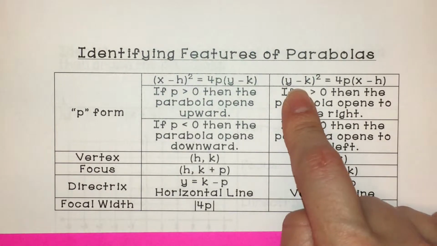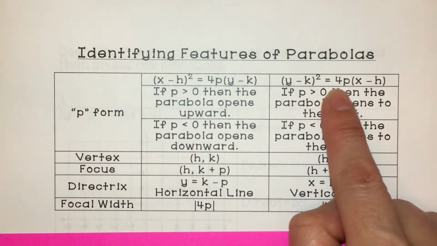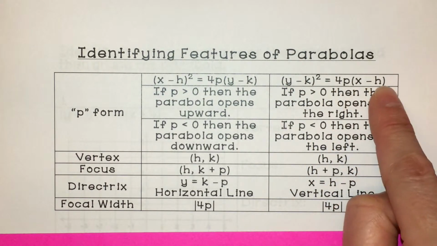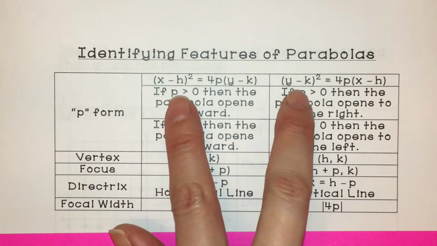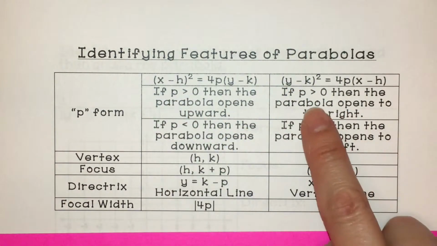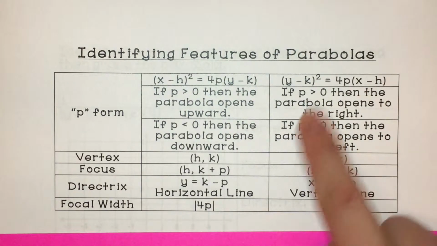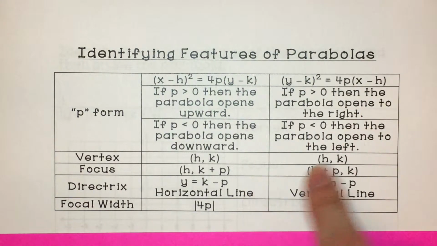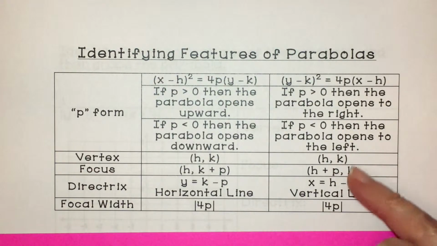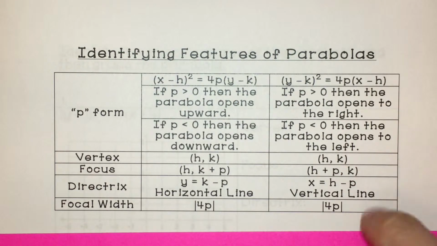You can also have y minus k squared equals 4p times x minus h. So you have to pay attention to which value is squared. If p is greater than 0, your parabola opens to the right. Less than 0, it opens to the left. Your vertex is still the same.